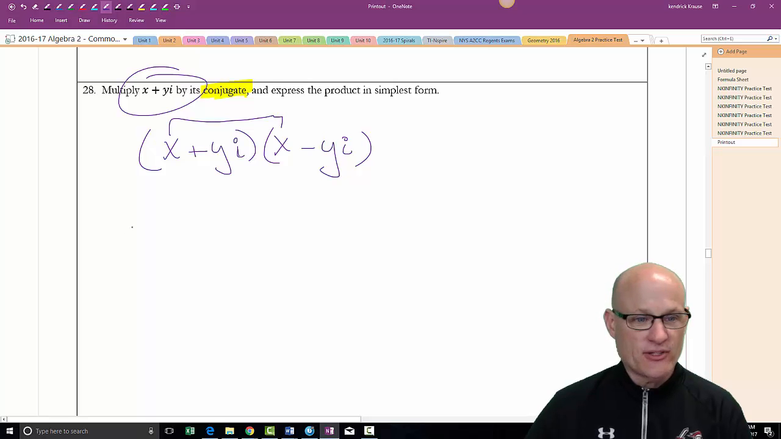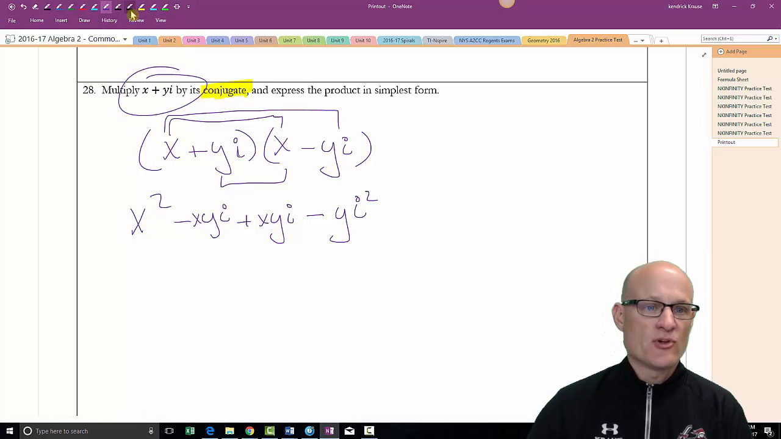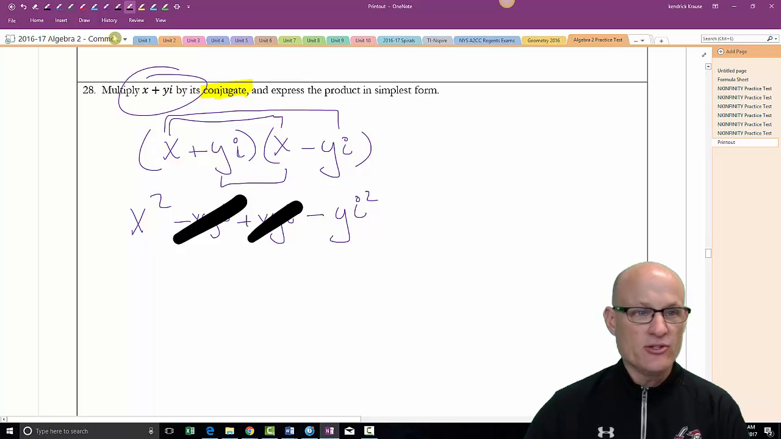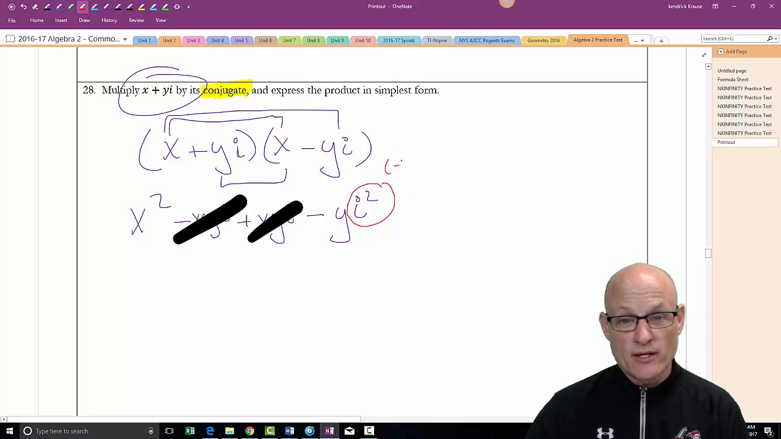So x times x is x squared. X times negative yi is negative xyi, and these are positive xyi, and then minus yi squared. All right, so these cancel because they're the exact same thing. Now you need to remember, kids, that i squared is really negative 1. So instead of negative y times negative 1, this is really positive y squared. So x squared plus y squared.